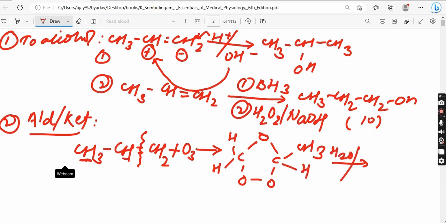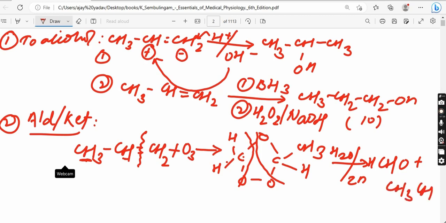Now we'll have to do hydrolysis in the presence of zinc. Now this will break like this. Can you see HCHO, right? This is your formaldehyde, plus, and this is your CH3CHO. This is your acetaldehyde. Okay.